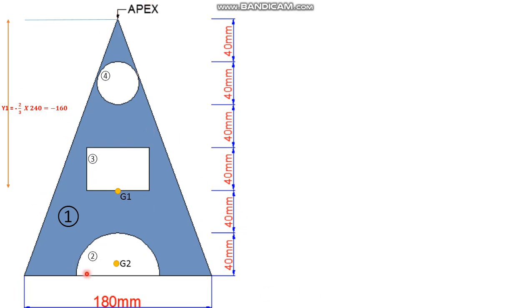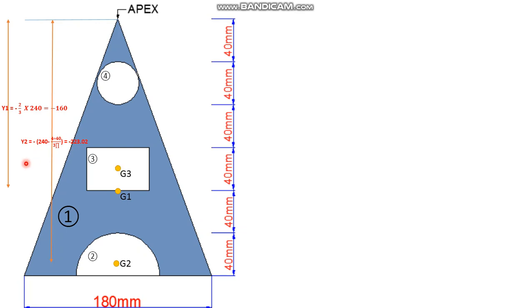Next, g2 is the centroid of the semicircle. Its height from the base will be 4r by 3 pi, but since you are measuring from the apex, the distance will be 240 minus 4r by 3 pi. Here r is 40, so you substitute it. Since the whole thing is negative, you take y2 as minus of the bracket 240 minus 4r by 3 pi. This is the y2 distance.